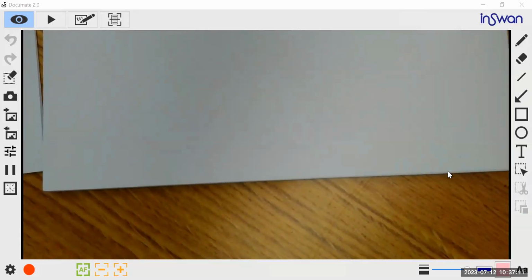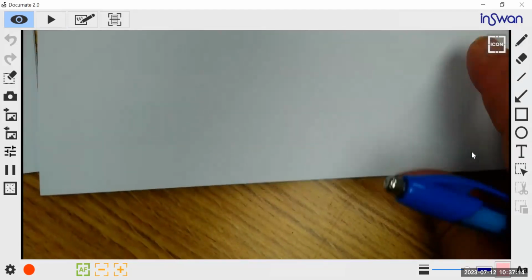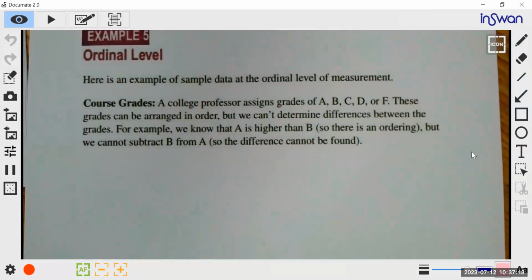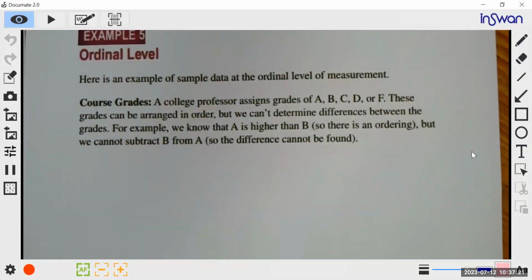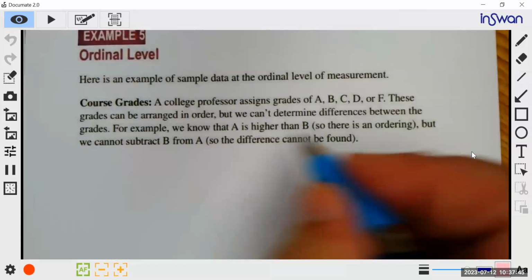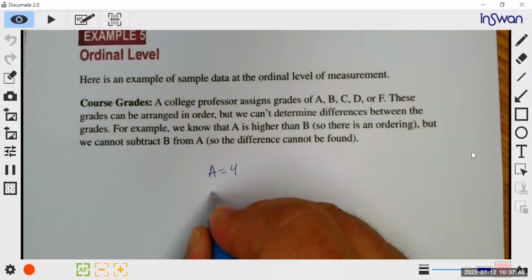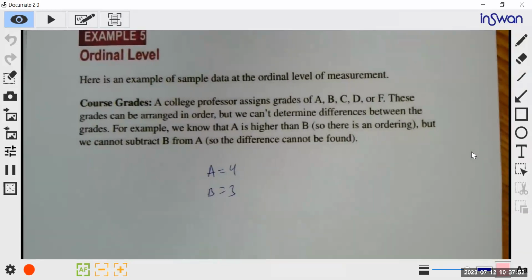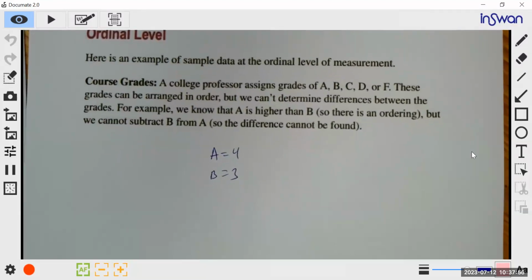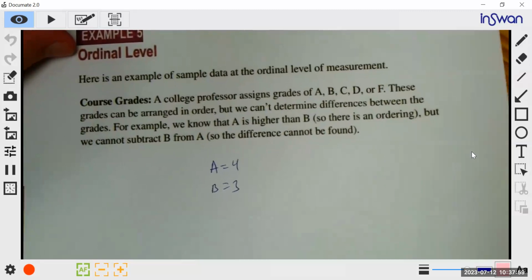Okay, let's look at an example of ordinal. Here's an example of simple data at the ordinal level of measurement. Course grades. A college professor assigns grades A, B, C, D, or F. These grades can be arranged in order, but we can't determine the differences between the grades. We know that A is bigger than B, but we cannot subtract B from A. Even if we quantify them, we can't. Remember, we say that A is 4, B is 3. We can't subtract them. We cannot do mathematics on them, per se. All right.